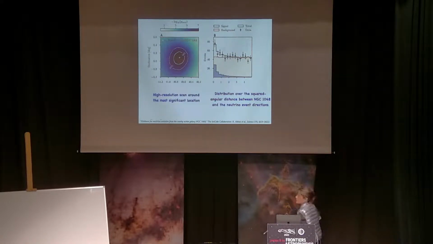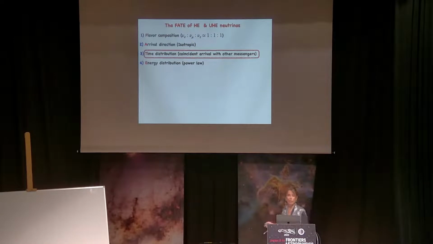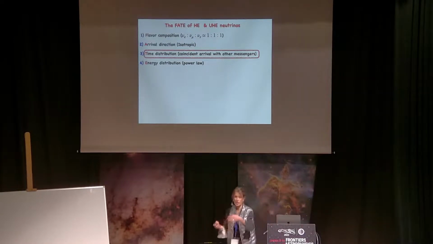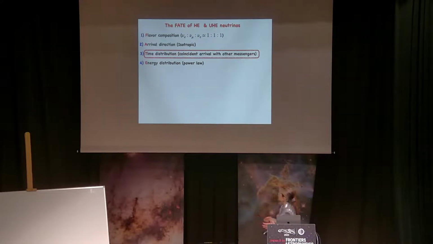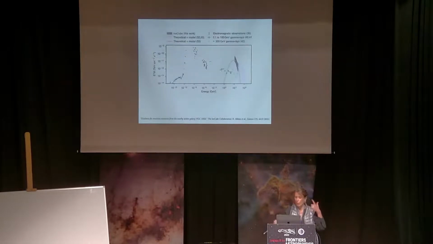This result is really a 4-point-something sigma, which for cosmologists is a discovery, and for particle physicists is, okay, almost, because we have to reach the 5 sigma. Another thing is the time distribution. We need coincidence with other sources.